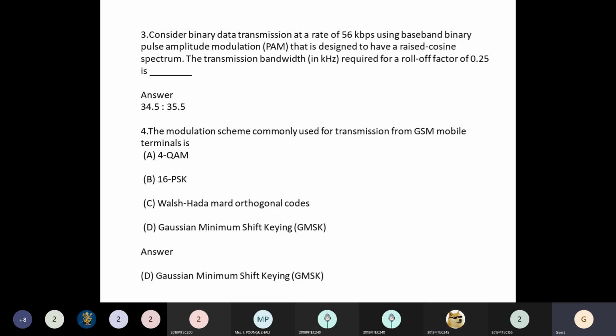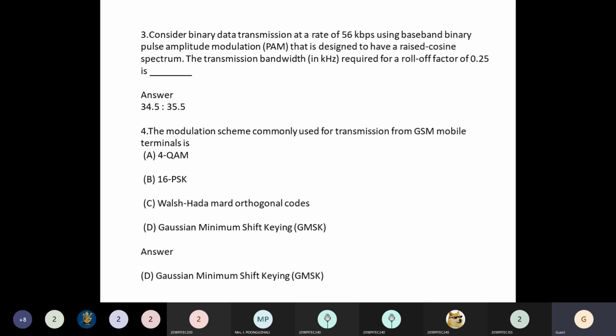Then the fourth question: the modulation scheme commonly used for transmission from GSM mobile terminals is, what are they asking? Simply, the modulation scheme commonly used for transmission from a GSM mobile terminal is. So, which modulation technique is used in GSM mobile?